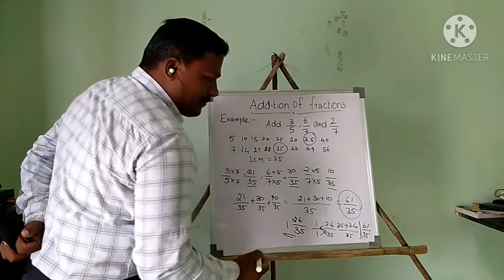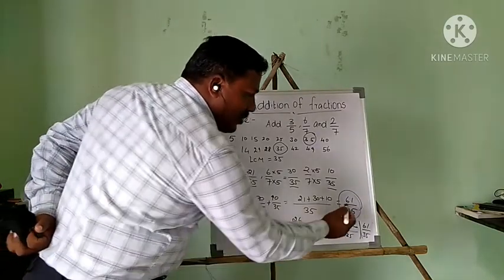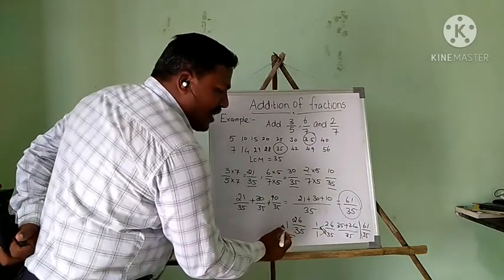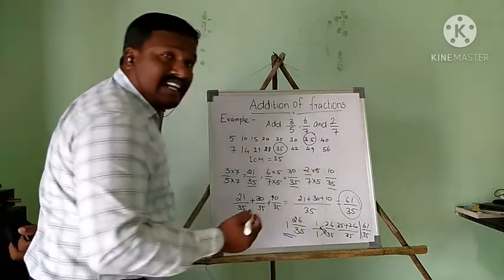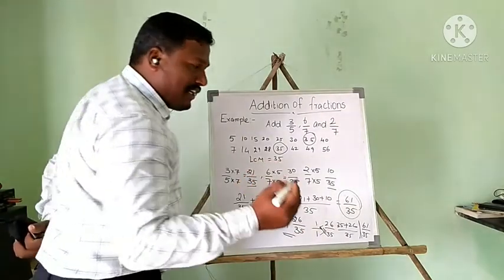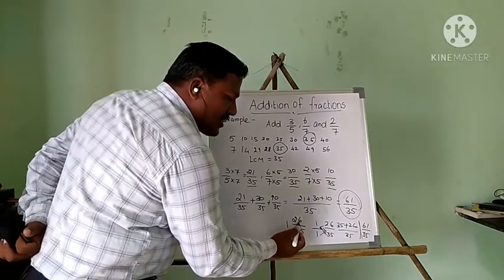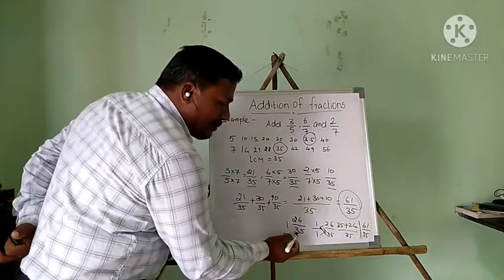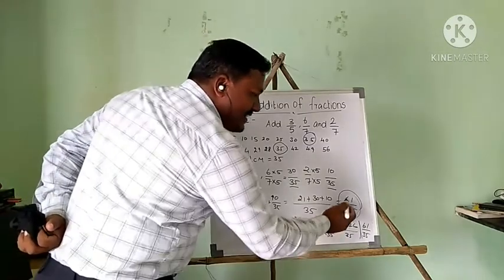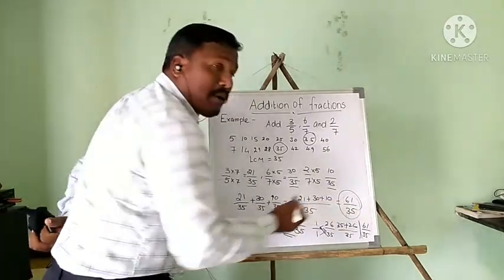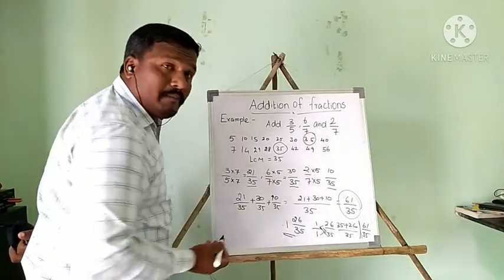So answer is correct. So we can write 61 by 35, we can write 1, 26 by 35, we can write as it is. Okay? Do you understand what I am telling? 61 by 35, we can write as 1, 26 by 35. If you cross multiply, you can get 61 by 35. But this is not an improper fraction, so we can write mixed fraction. Okay?